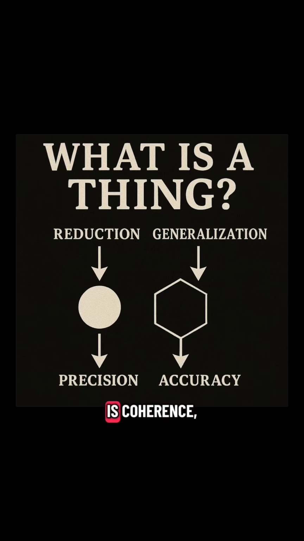A third determinant is coherence, the ability of the explanation to integrate with what is already well established. A view that contradicts reliable background knowledge or requires ad hoc exceptions is almost always weaker. Coherence doesn't mean conformity. It means that the explanation fits into the broader web of understanding without tearing holes in it. A correct view should feel like it clicks into place within the larger structure of knowledge.